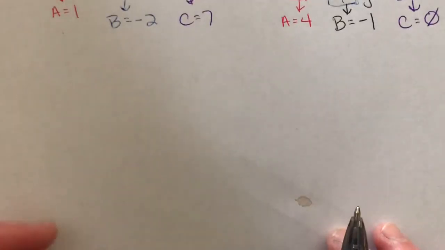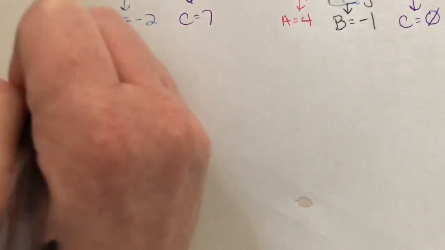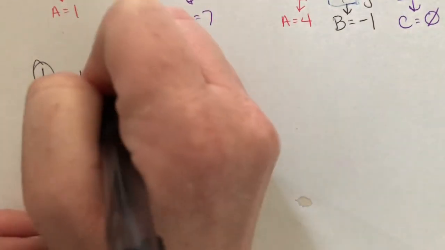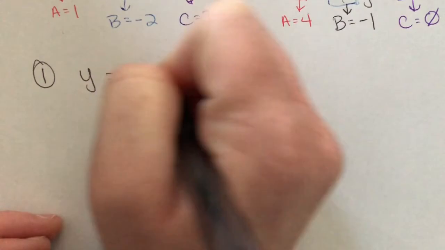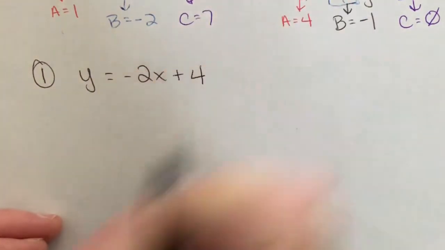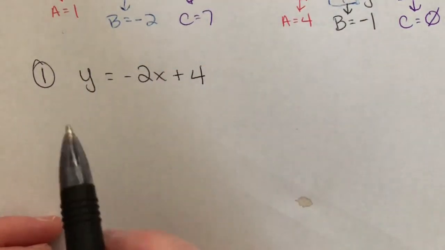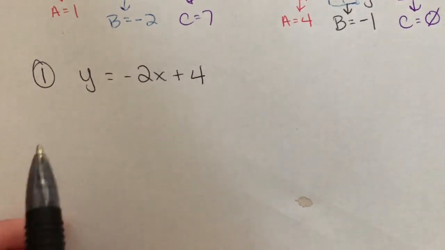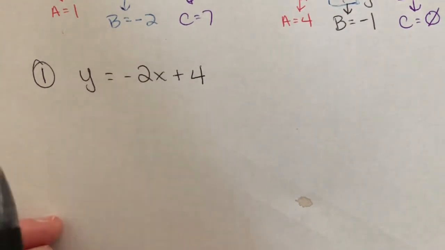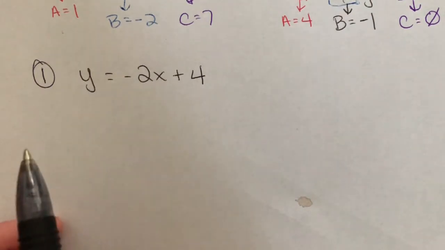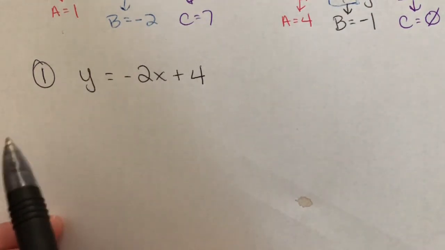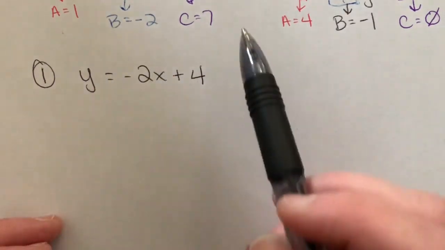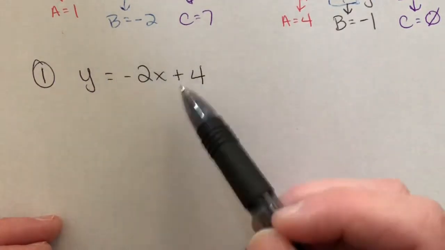Okay, so we're going to do a few of these. So here, I'm going to start over with number 1. I'm going to give you y equals -2x plus 4. Okay, so how do I know this is a linear equation? Because it's got an x and a y, no other variables, nothing has an exponent, and x and y are not being multiplied together, right? So here, this is a linear equation. So I want to put it in standard form.